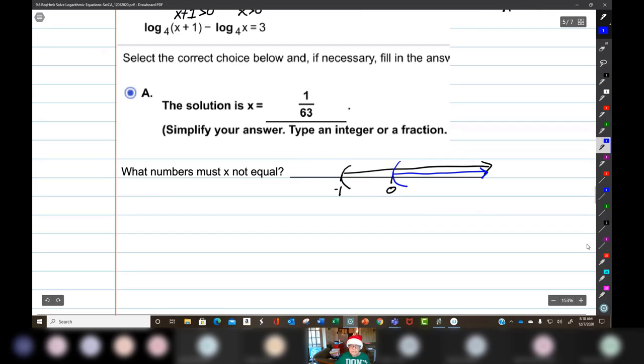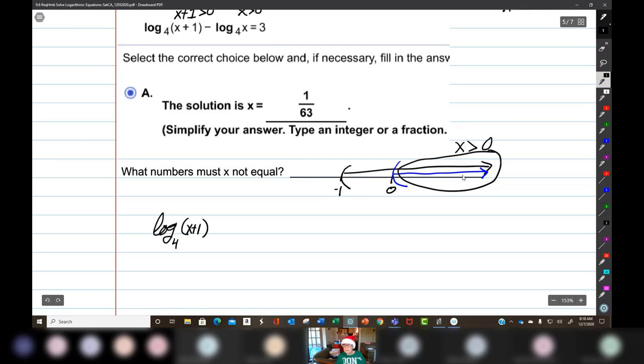So now, log base 4 of X plus 1. Well, I didn't circle where the two lines agree, did I? Right here, where X is strictly greater than 0. We can only accept answers that are positive. Doesn't matter whether they're fractions or not. We can only accept answers that are not negative and not 0. So log base 4 of X plus 1 minus log base 4 of X equals 3.